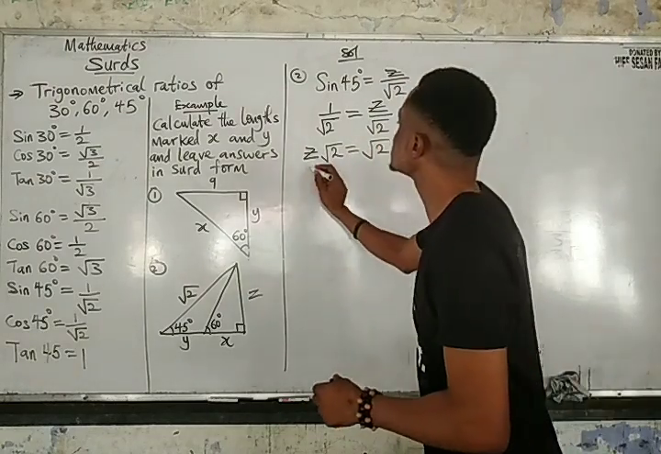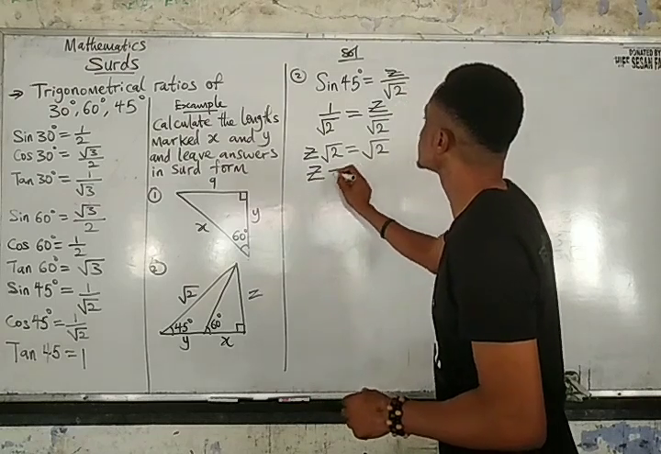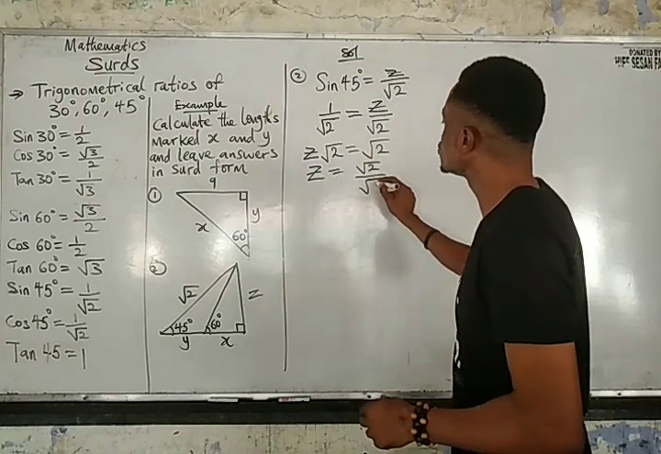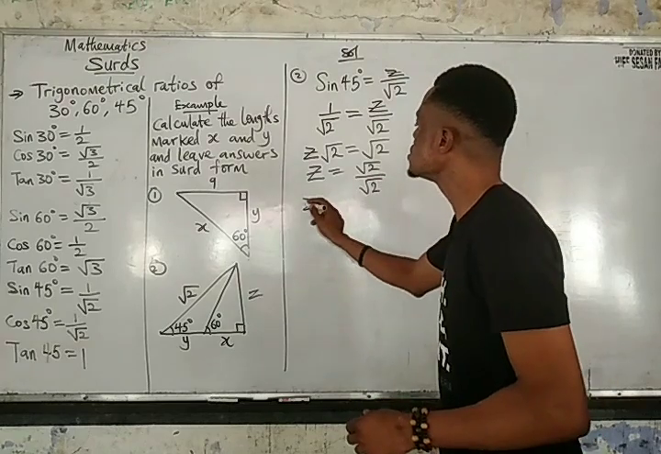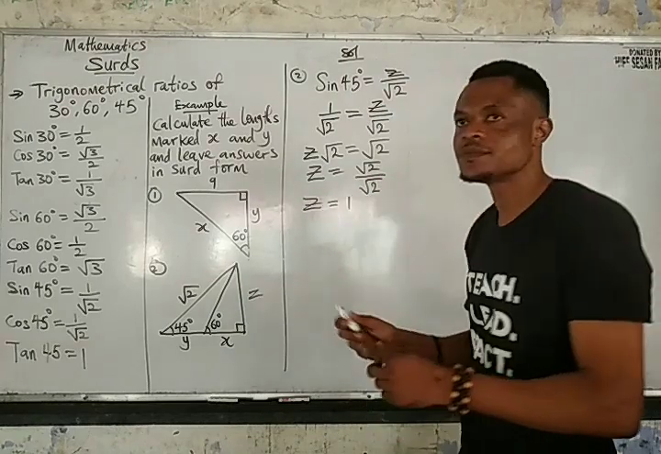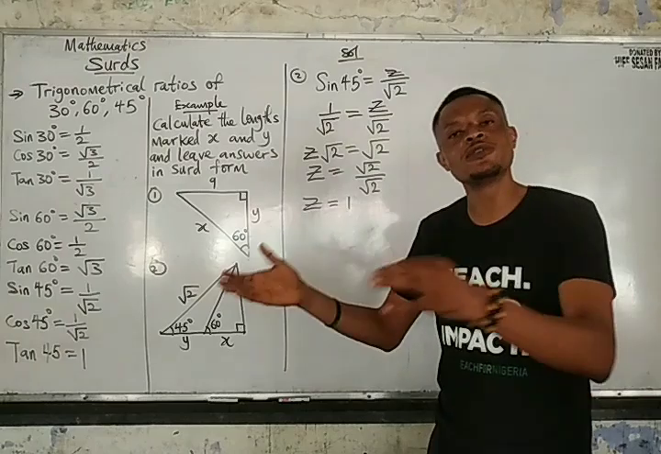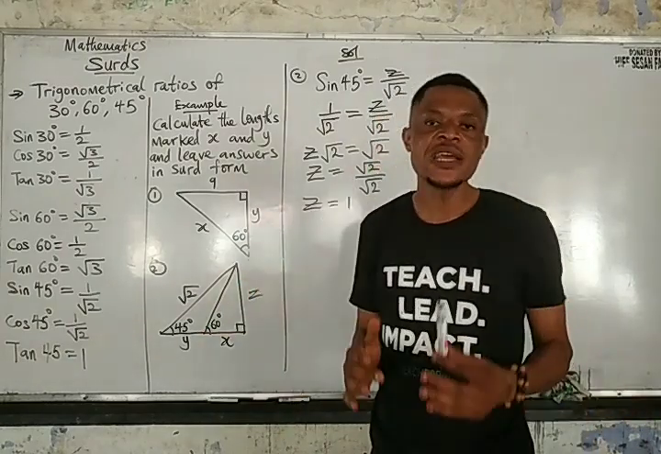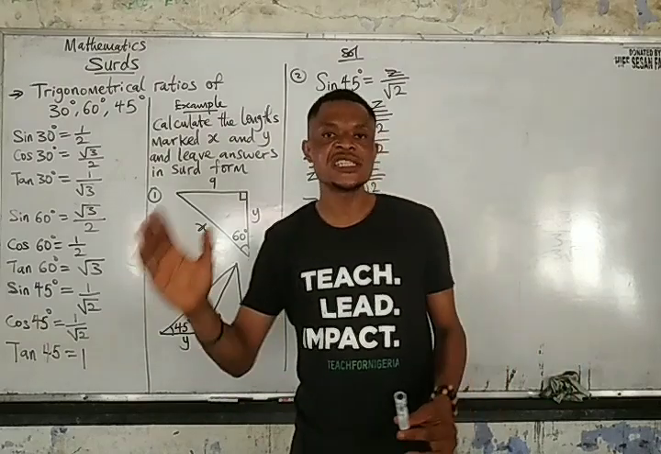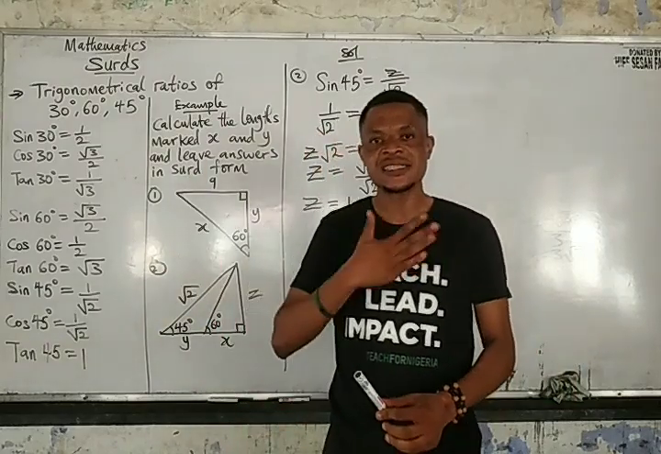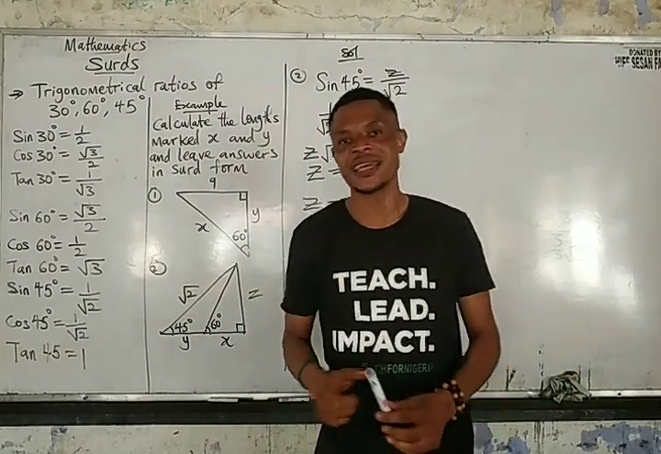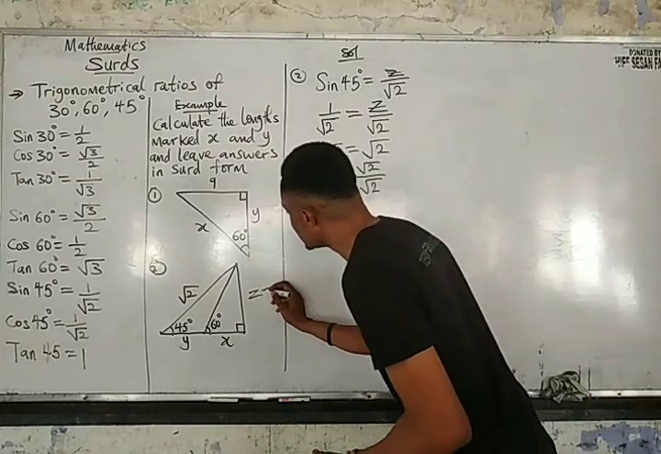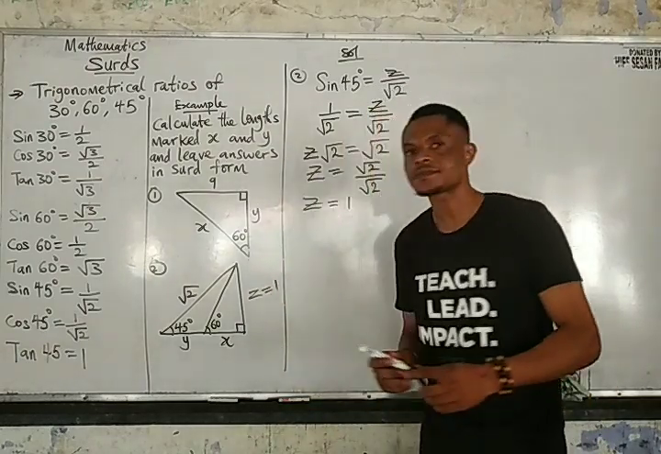Then for us to know what the Z will be, Z is going to be root 2 all over root 2. So Z is going to be 1. Because root 2 over root 2 is going to be 1. 5 over 5 will be 1. 20 over 20 will be 1. Myself over myself will be 1. So we have this to be 1. Now we know that this place is equivalent to 1.